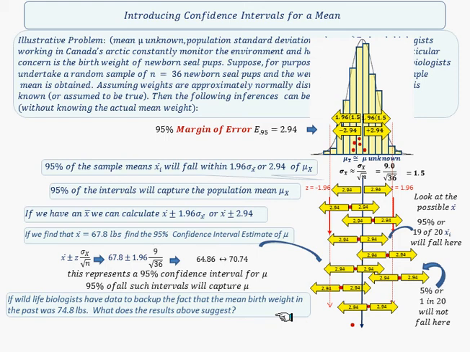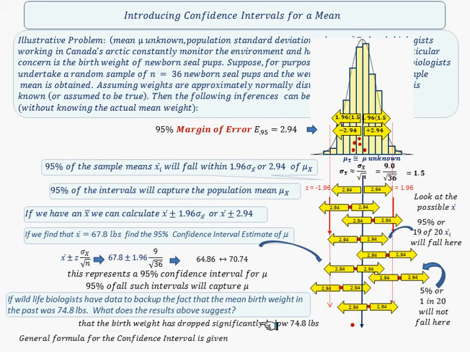If the wildlife biologists have data to back up the fact that the mean birth weight in the past was 74.8, what does this result suggest? It suggests the birth weight has dropped significantly below 74.8 pounds. And the general formula for the confidence interval is given by your estimate plus or minus your margin of error, and is given by the z-score here.